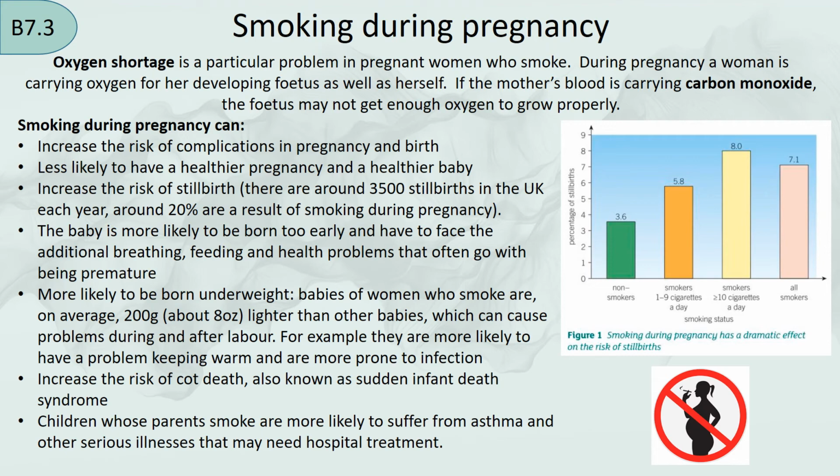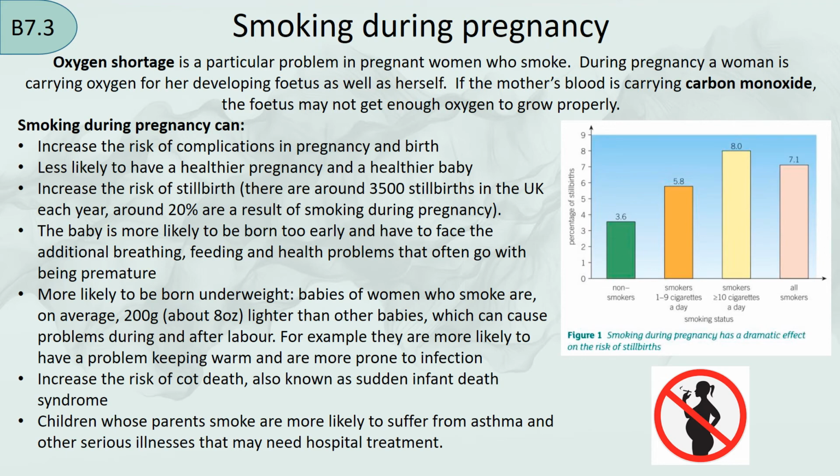And all smokers together average out as 7.1 percentage of having a stillbirth, which is nearly double that of non-smokers. So if you want to pause the video now and make some notes about the cause and the effects of smoking when pregnant, you can also add to that, especially if you are aiming for higher grades. You might want to have a look at some other data, perhaps on one of the other effects of pregnancy, and add that to your notes.